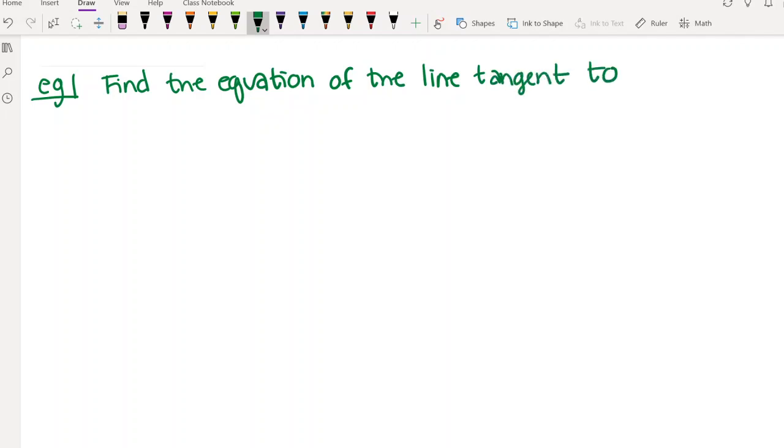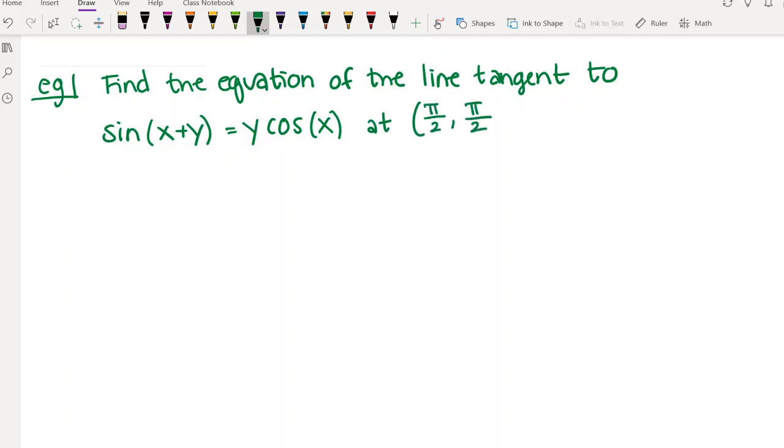tangent to, so our relation is sine of x plus y is equal to y times cosine of x. And we're going to be finding the equation of that tangent line at the point pi over 2, pi over 2.